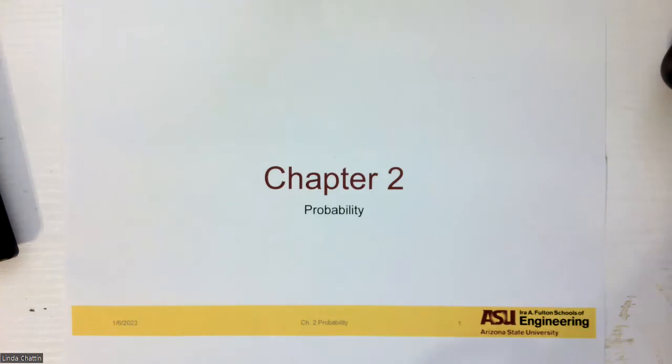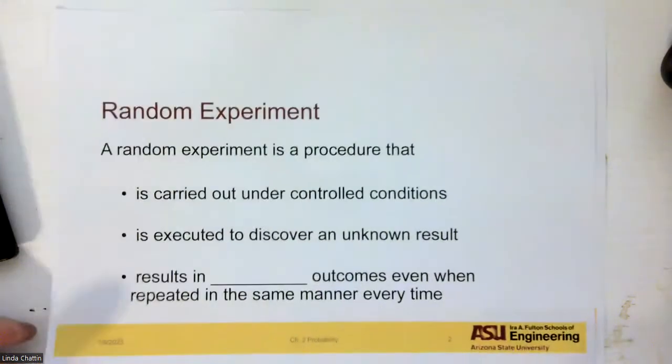Well, I take issue with the title of chapter 2. It's just called probability, but really chapters 3 and 4 have probability in them too. But that's the name of the chapter in the book. So here we go. Some notation and some terms for us.